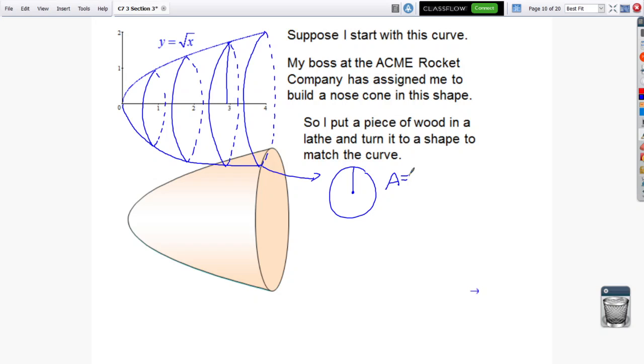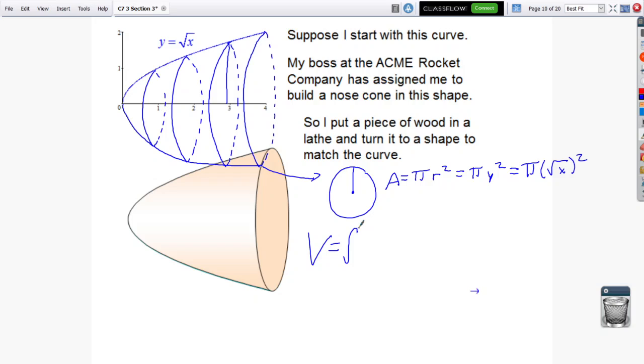Now I can say that my area is going to be pi r squared. My r in this case is going to be my y, so I'm going to have pi y squared. I know that I'm moving these disks along the x-axis, so the thickness of the disks is going to be delta x, which translates into dx. I need to put this back in terms of x, so this is going to be pi times y, and y is square root of x, so pi times square root of x squared.